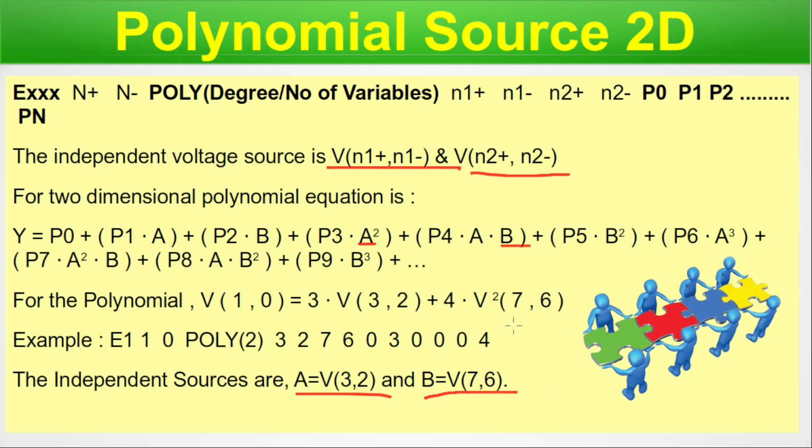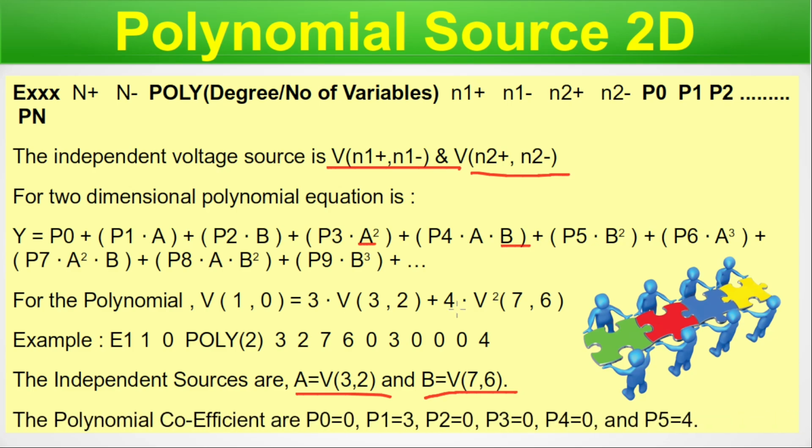So you have to correlate in a very calm and quiet manner, and this is very different from the previous episode's sources where we talked about the independent sources, and here dependent sources are much more complex in nature in mathematical form. The polynomial coefficient, as I explained, P0 is 0, P1 is 3, then we have 3 zeros, and P5 is 4. I have already explained this. So we are done here talking about a two-dimensional polynomial source. Now let us move on.